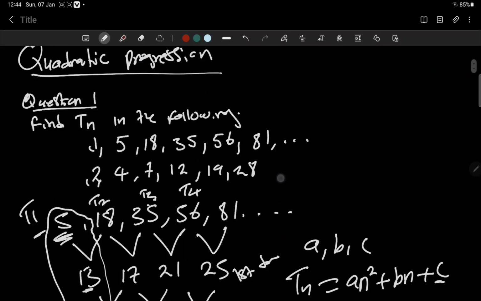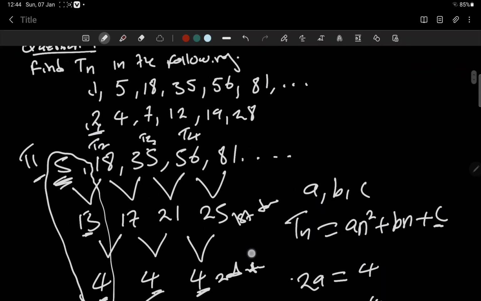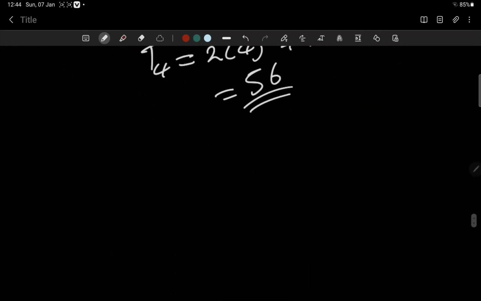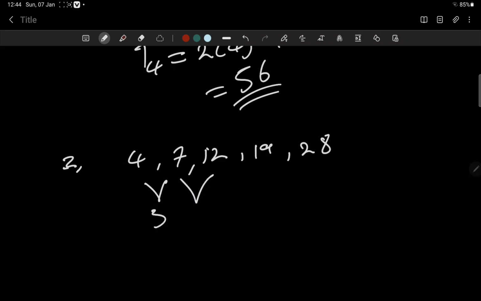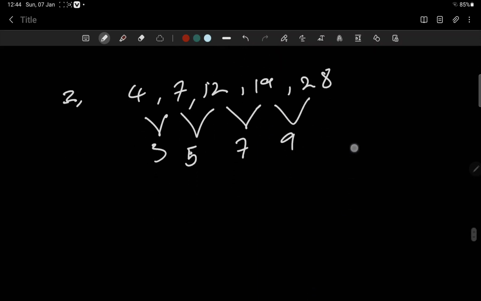So let us try the second question. Number 2, the sequence is 4, 7, 12, 19, 28. The first difference: 7 minus 4 is 3, 12 minus 7 is 5, 19 minus 12 is 7, then 9. And then let us find the second difference. 5 minus 3 is 2, 7 minus 5 is 2.